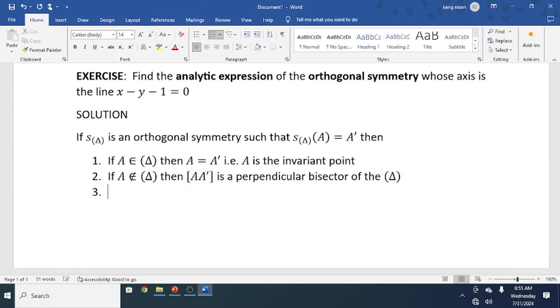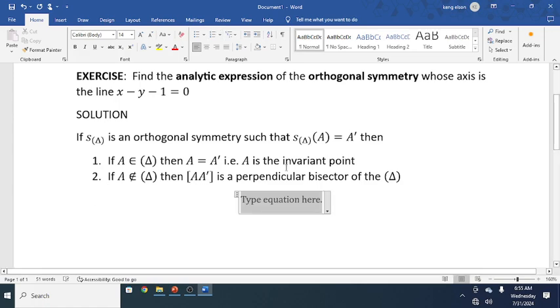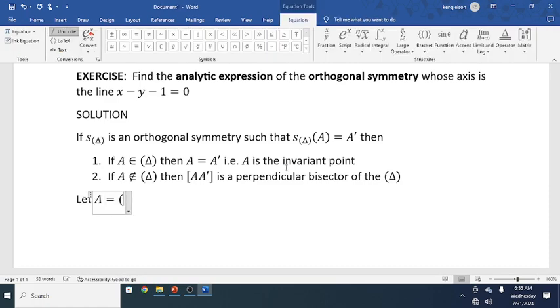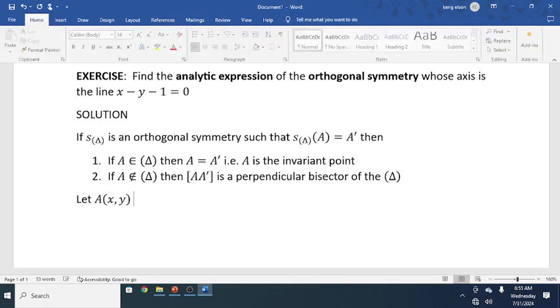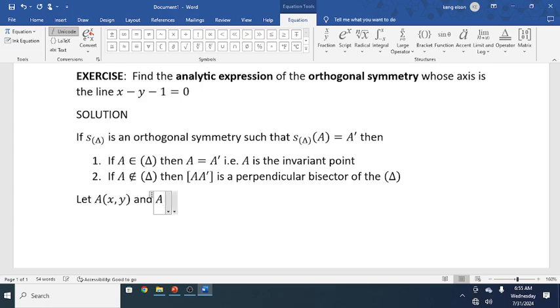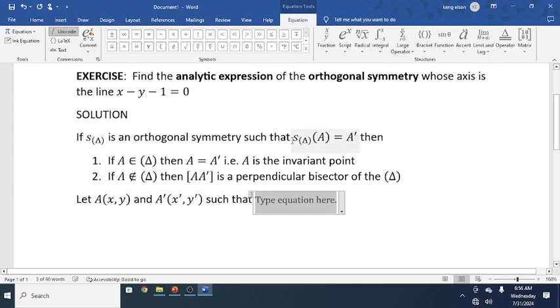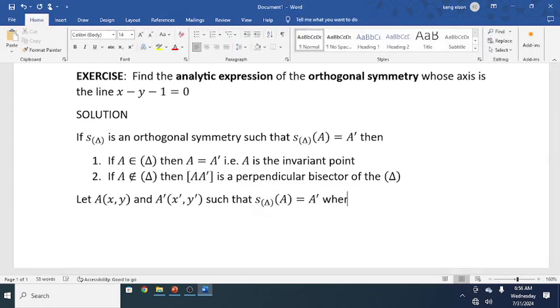So let's use those two conditions because we have the line. Let A be the point. Let me just say A is x comma y, and A prime is x prime y prime. Now the analytic expression such that this happens. I'm just going to call that orthogonal symmetry S with axis delta, where this line is delta.